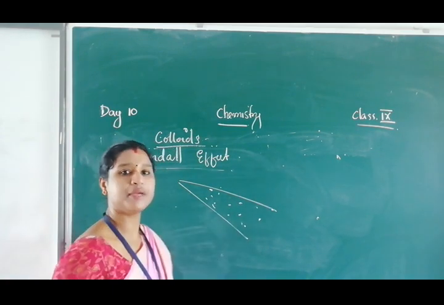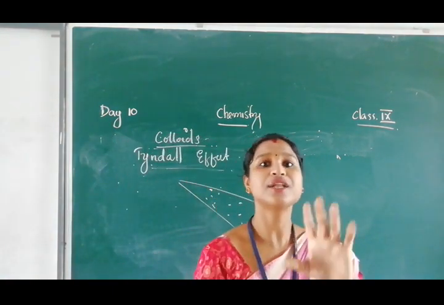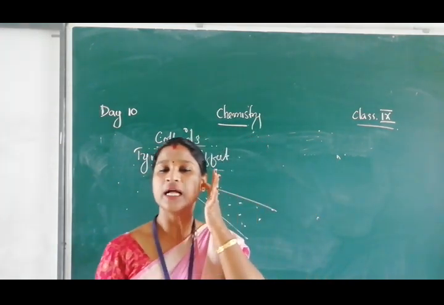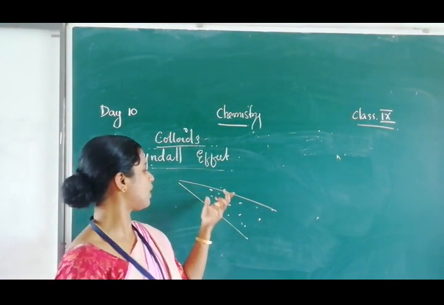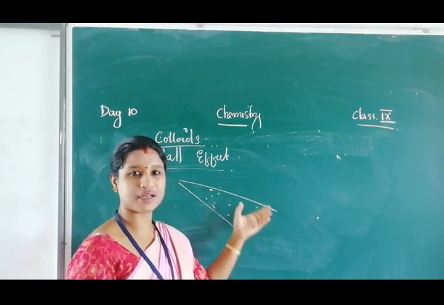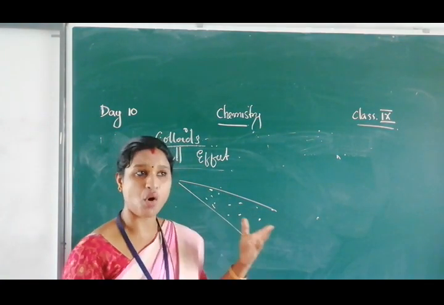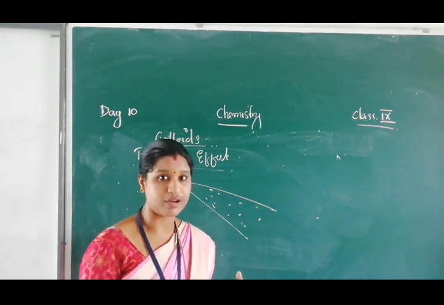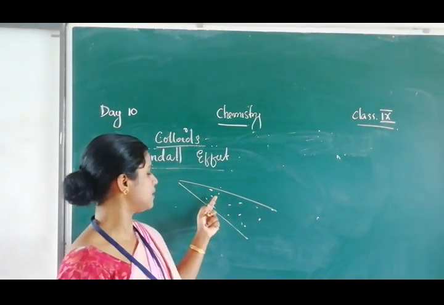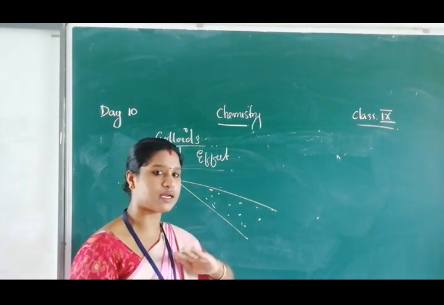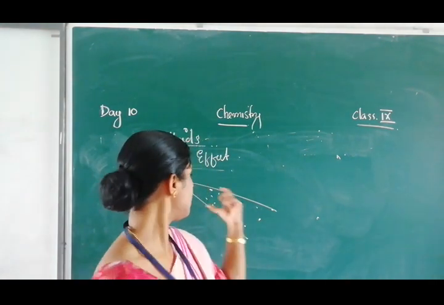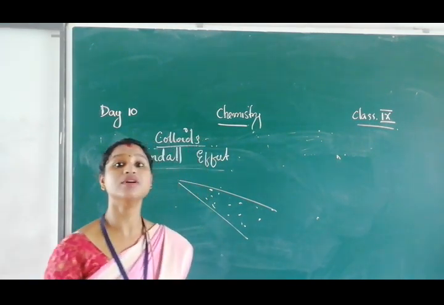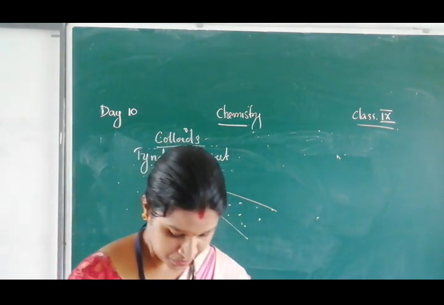The path can be seen, and that effect is known as the Tyndall effect. That means when the sunlight enters through the holes and there are smoke particles and dust particles there, smoke is a perfect example of a colloid. When the sunlight enters through the hole, these smoke particles scatter the beam of light, sunlight. As a result, the path of light is visible.